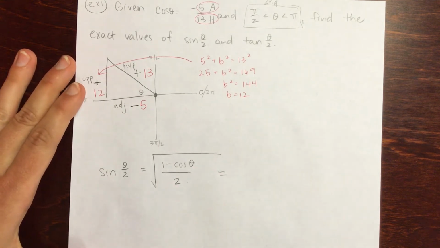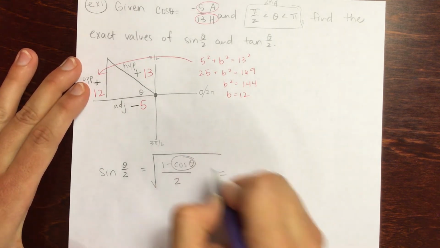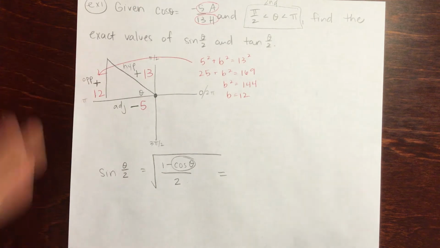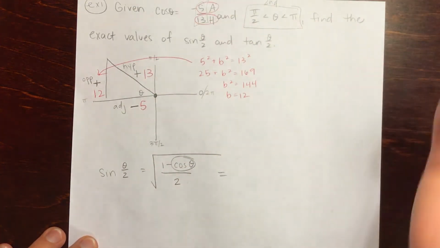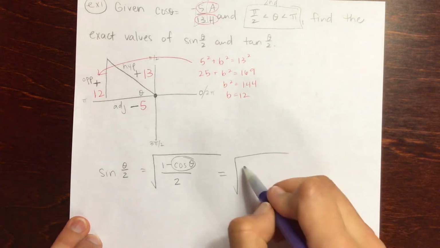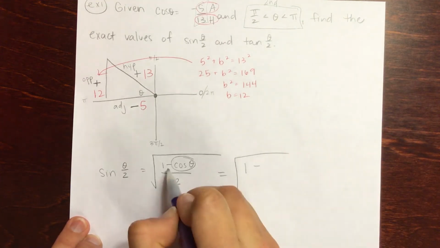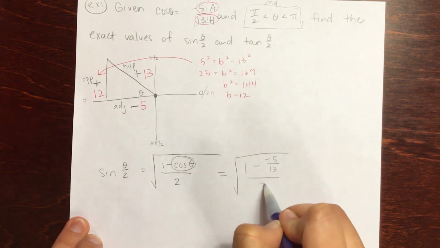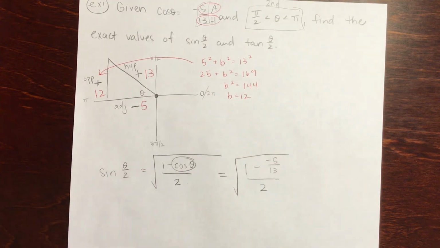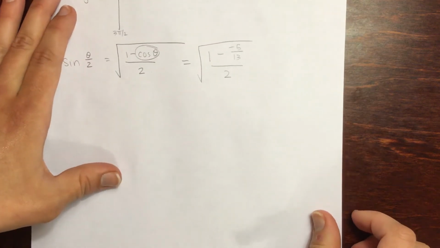Okay, we've written out my identity. Now all I have to do is replace this with my fraction, which I didn't even have to do this triangle in the first place because the fraction is given to me. All right, 1 minus the fraction, which is negative 5/13. And now we are just going to simplify.